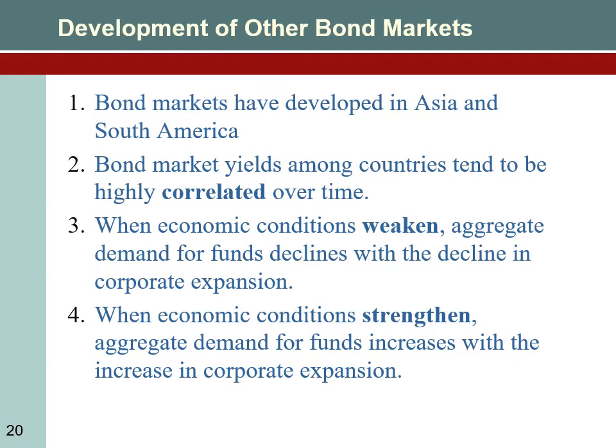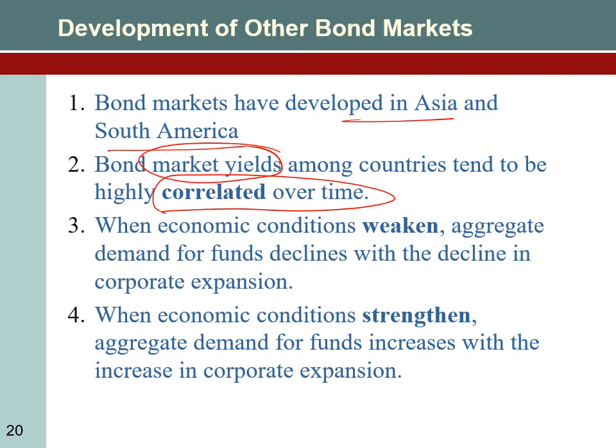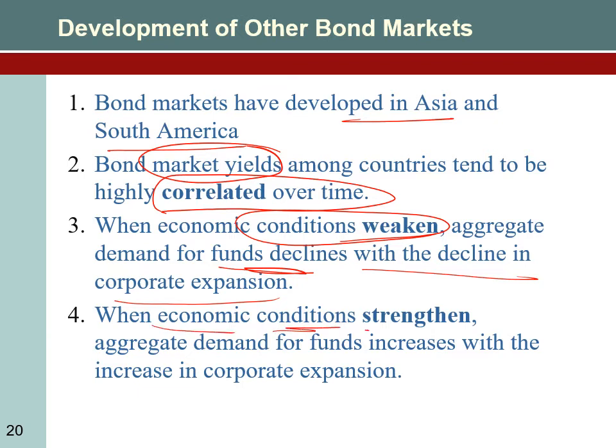So, development of the other bond markets: there are bond markets in Asia and South America as well. Bond market yields among countries tend to be highly correlated. So for example, the bond market yield is correlated over time. What does it mean? It means when the economic conditions are weakened, what happens? The demand for funds declines with the decline in corporate expansion. And when the economic condition is strengthened, aggregate demand for funds increases with the increase in corporate expansion.